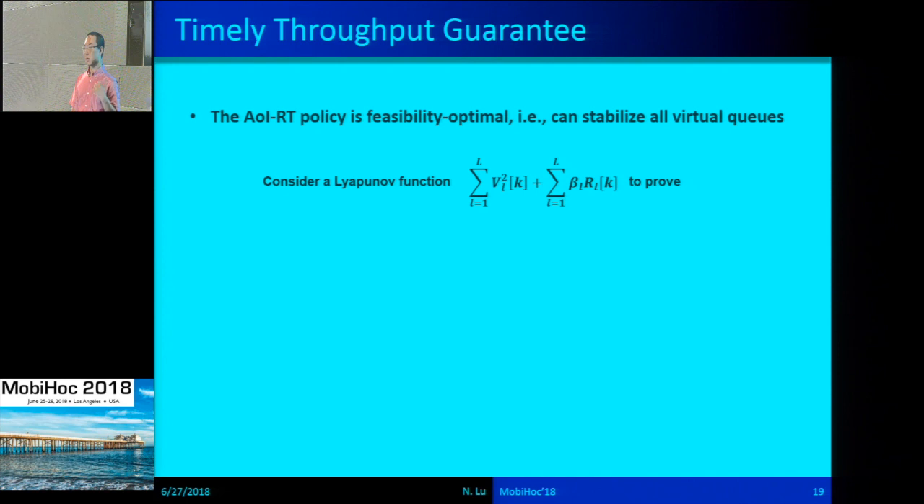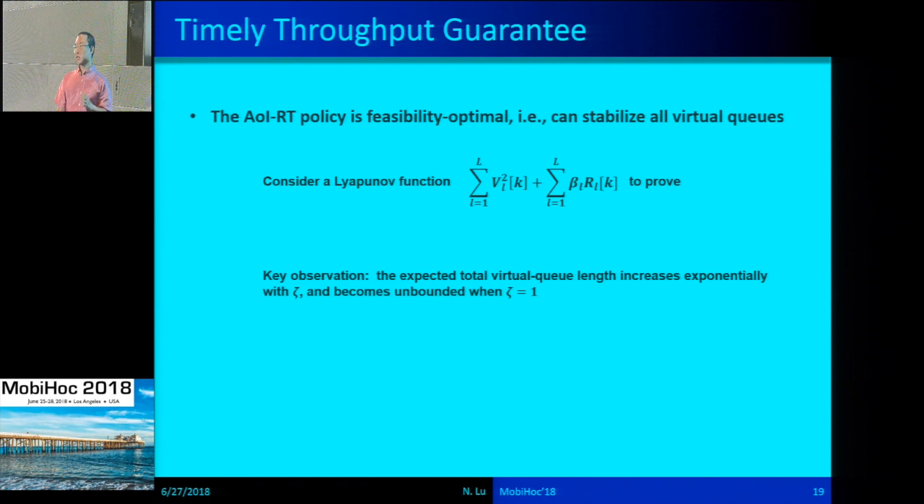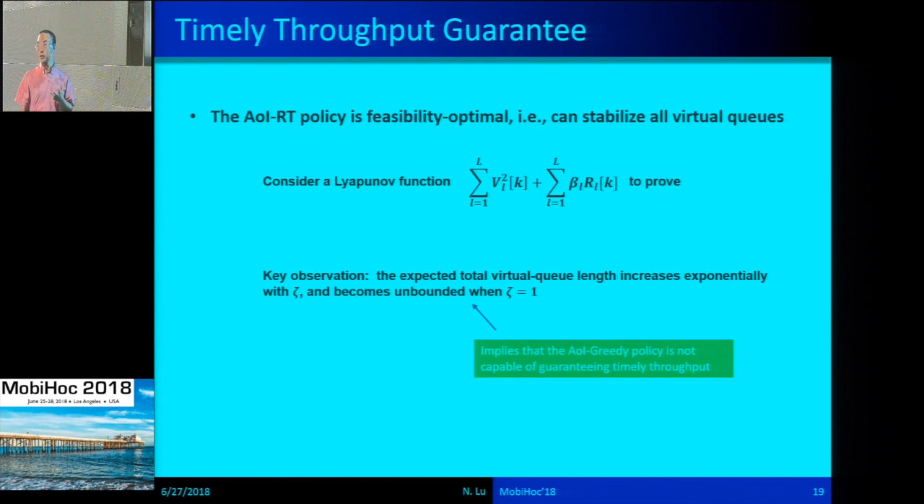This is done using drift analysis, considering a Lyapunov function like this. The key observation is that the expected total virtual queue length increases exponentially with the increase of zeta, and it becomes unbounded when zeta equals 1. Zeta equal to 1 corresponds to the AOI greedy policy, so that means the AOI greedy policy is not capable of guaranteeing timely throughput.